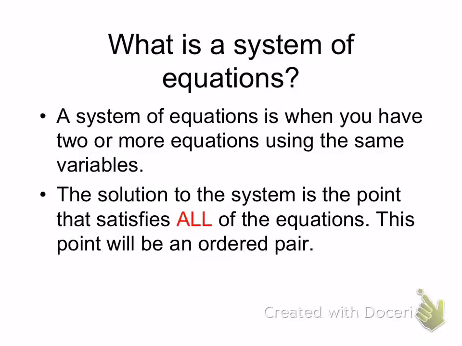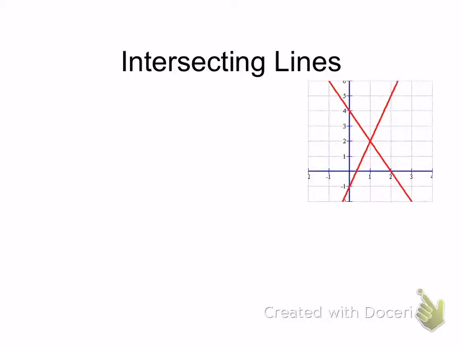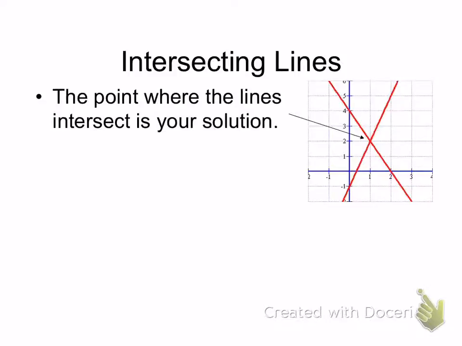Pause the recording if you need time to write this. Okay, so one scenario that you will encounter of the three possibilities is intersecting lines. To find the solution, we look at the point where the two lines intersect. In this case, it's (1, 2).